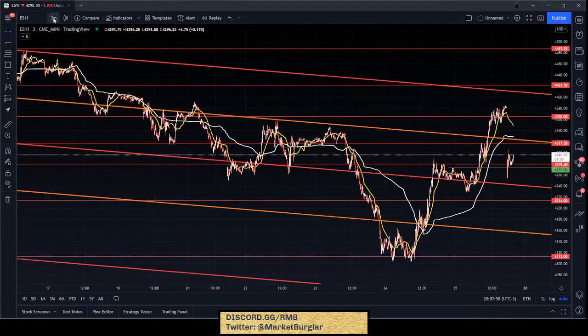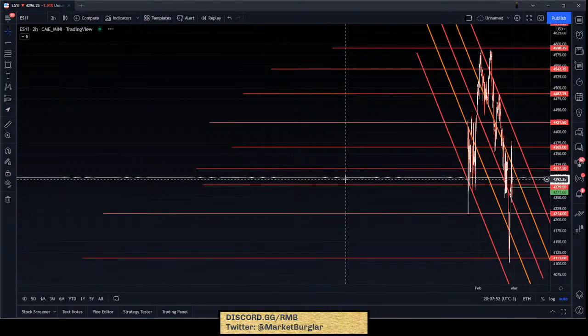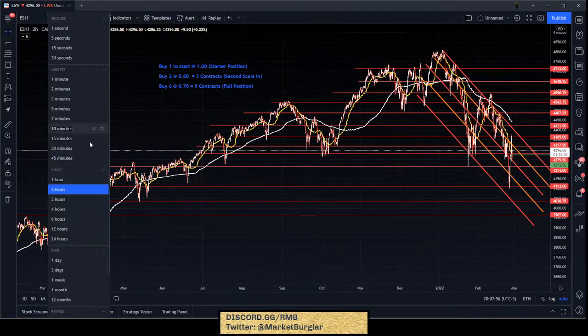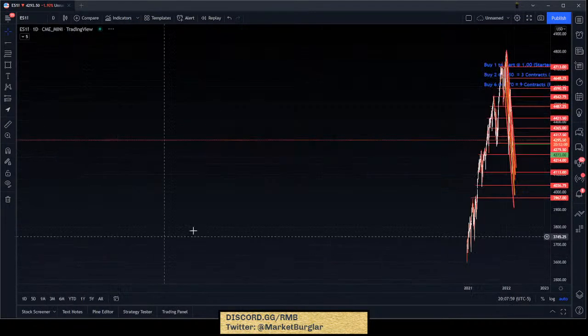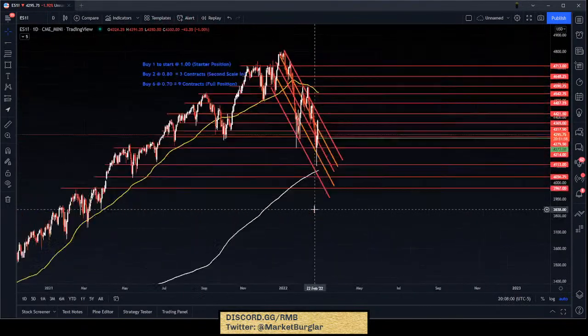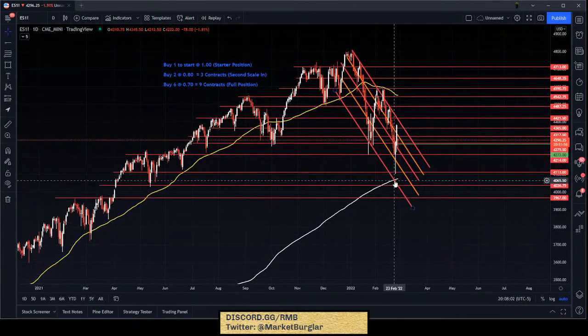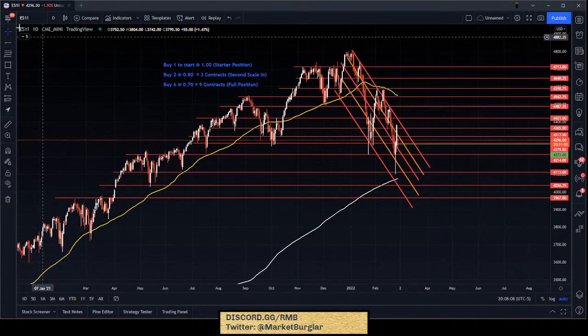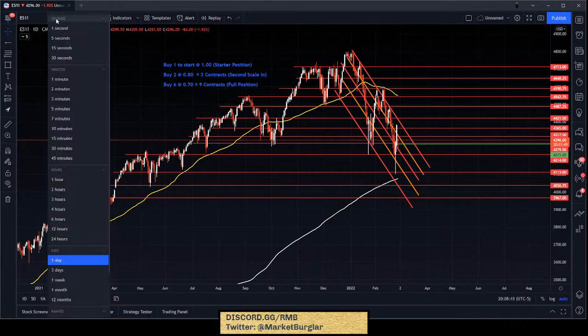And on the longer time frames, pretty sure it caught the bounce on ES on the daily chart. Yeah, see, it basically caught the bounce on ES on the daily chart, and it caught the breakdown before the big drop over here. So it's a pretty good indicator on the longer time frames too.